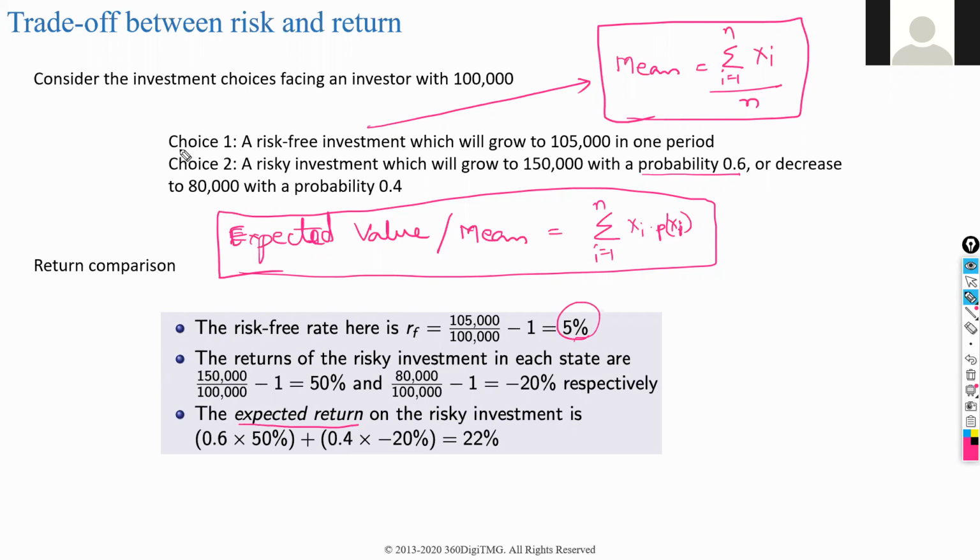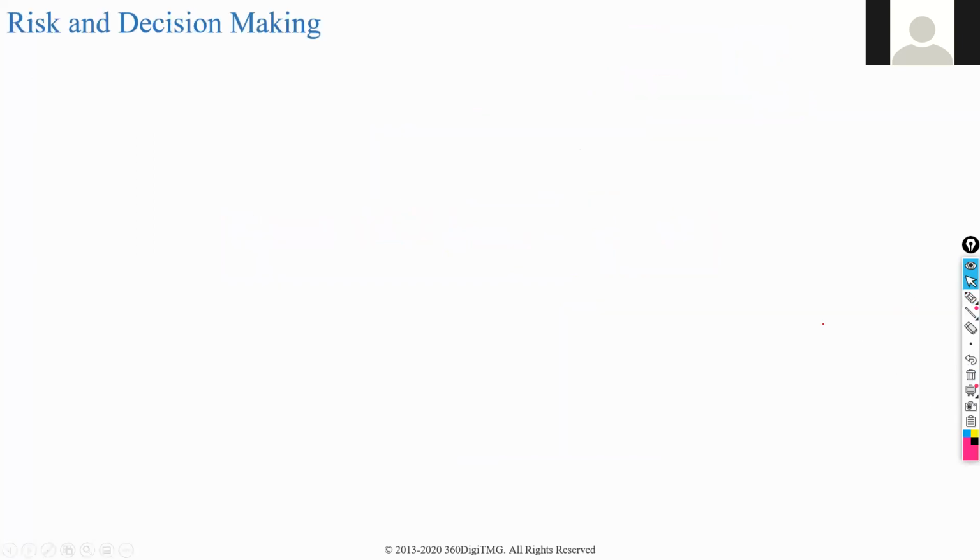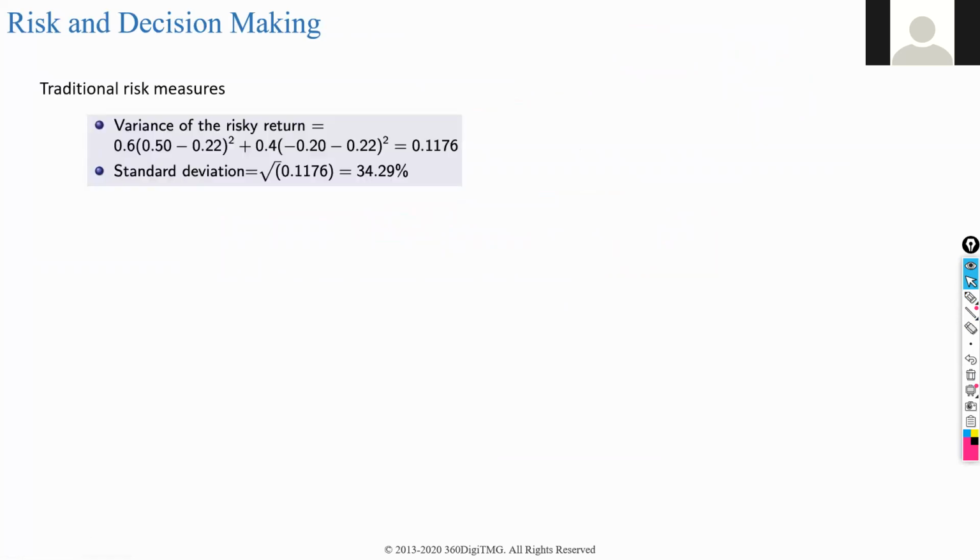That's choice one. Choice two certainly has a probability or chance. So expected return would be 22%. So 5%, 22%. Next. You also need to look at the variance of a risky asset. Variance is in some sense going to capture the risk or uncertainty.